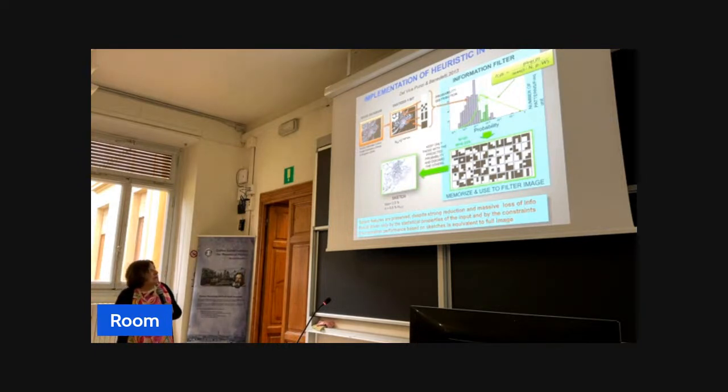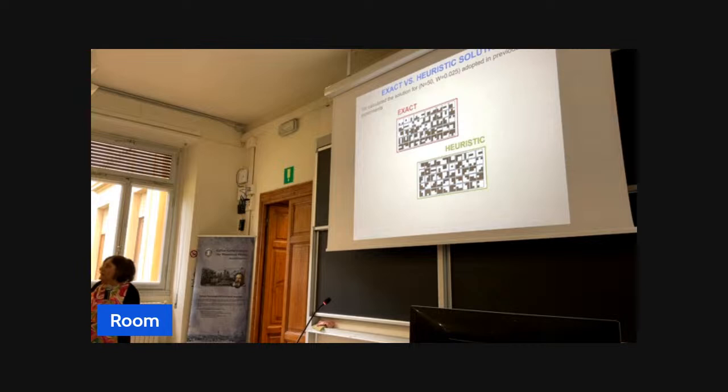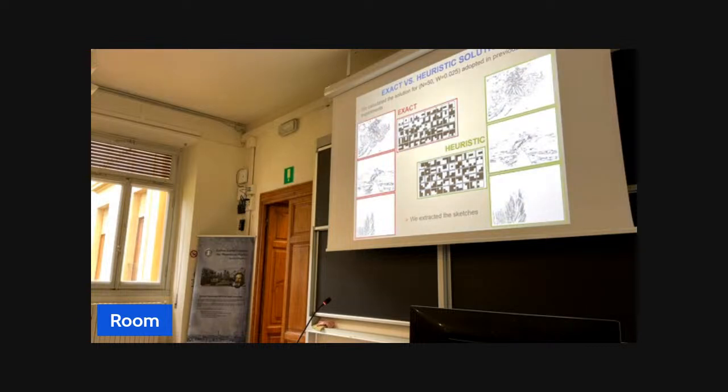Our model predicts that we keep from the original image only these features and discard completely the rest. So as you can see, some features are preserved despite a strong reduction of the information present. We did the experiment and we saw that discrimination performance based on the sketch is very, very good. Now we compare the exact filters and the heuristic filters that you've seen before. We extract the sketches, and you can see they are very, very similar.